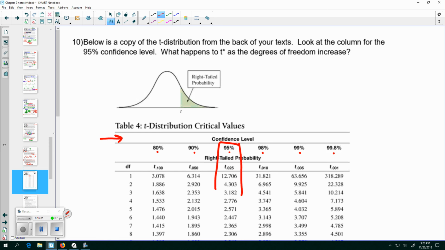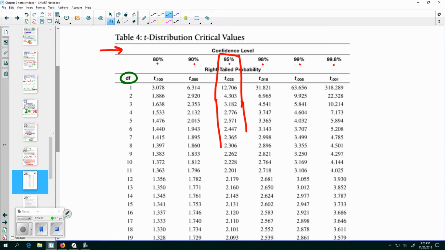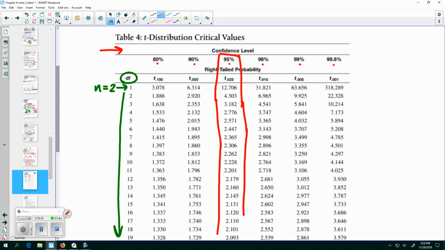Okay. So we're going to scroll down, see what happens. And notice that these rows are based on degrees of freedom. So that first entry is for a sample size of 2. 1 less than that gives us degrees of freedom of 1. So as our sample size increases, and our sample size is increasing as we go down through the table, notice that these critical values are getting smaller.